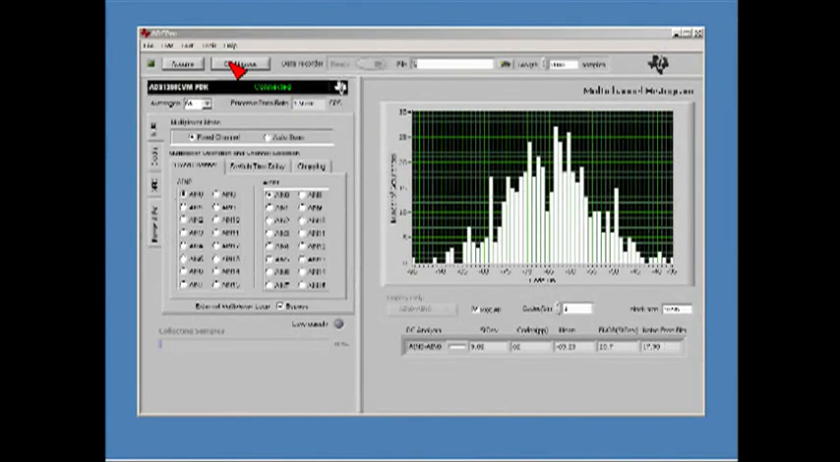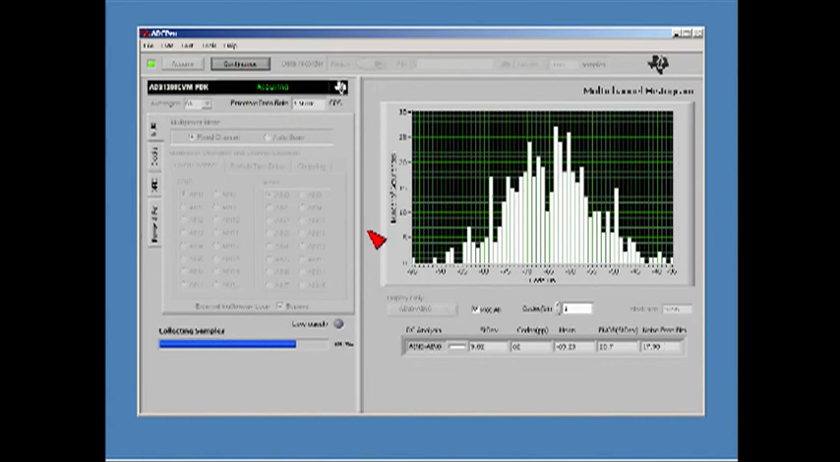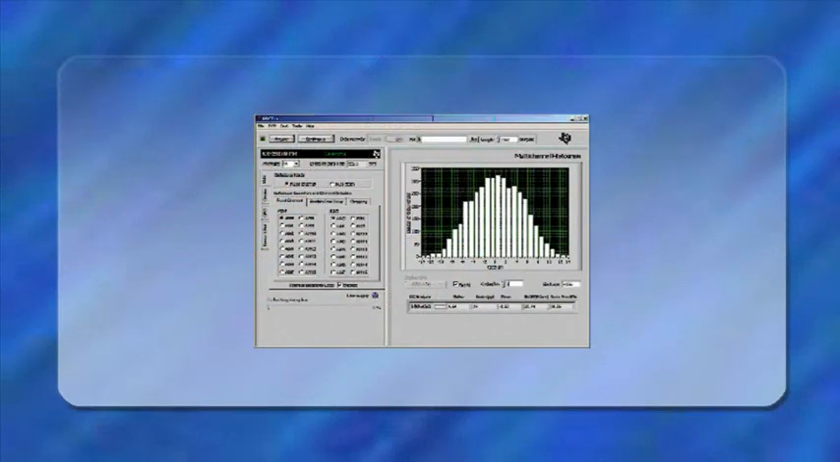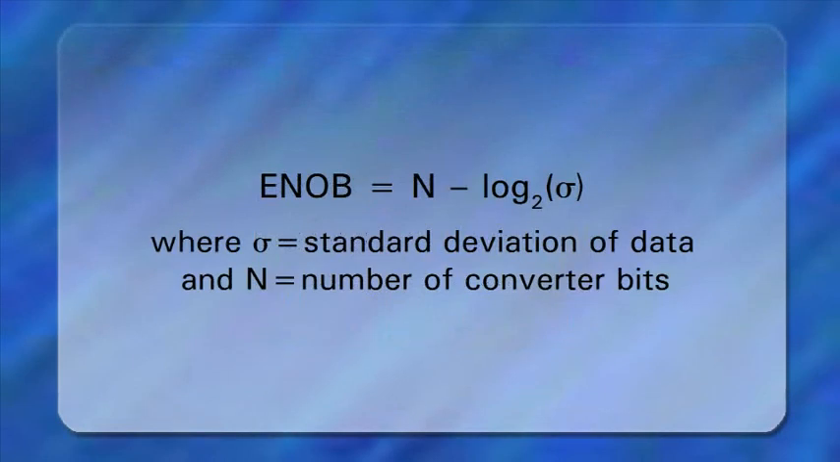So let's look at the results. You can find the standard deviation, or ENOB, underneath the histogram. This is how the histogram helps us out. If you take the data from this histogram and calculate the data's standard deviation, the ENOB is equal to the number of converter bits minus log base 2 of the standard deviation of the data. Log base 2 conveniently converts the standard deviation into bits.